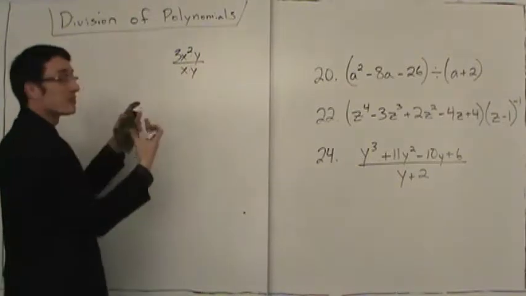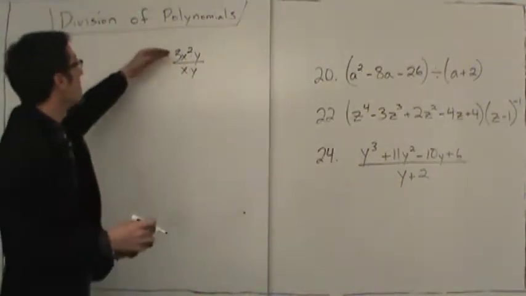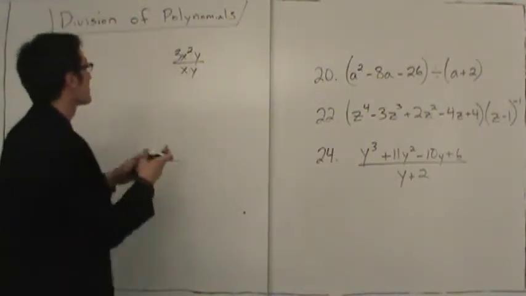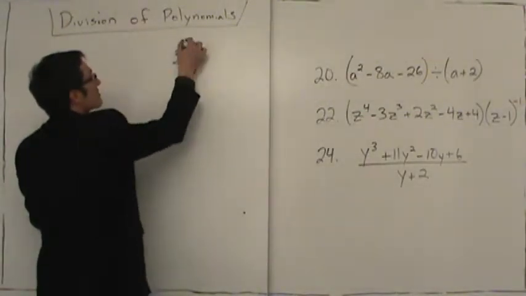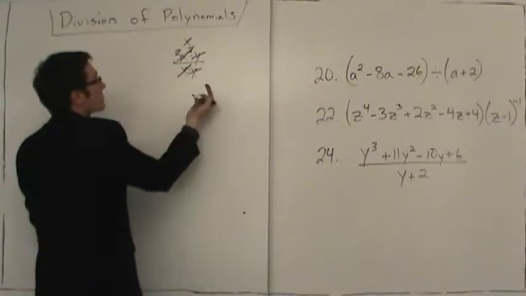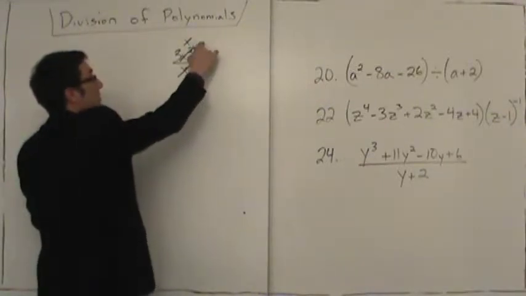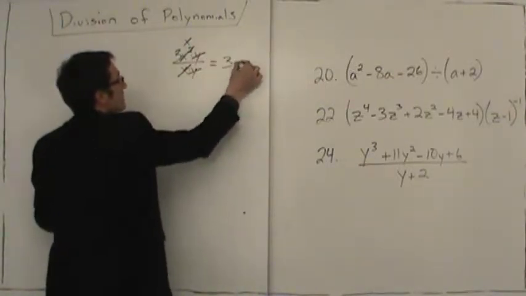Notice we have all multiplication. This is actually a monomial divided by a monomial. When there's multiplication, we can simply cancel. X cancels with x squared, leaving an x. Y cancels with y, leaving a 1 and a 1. We don't write the 1's, and our final answer is 3x.